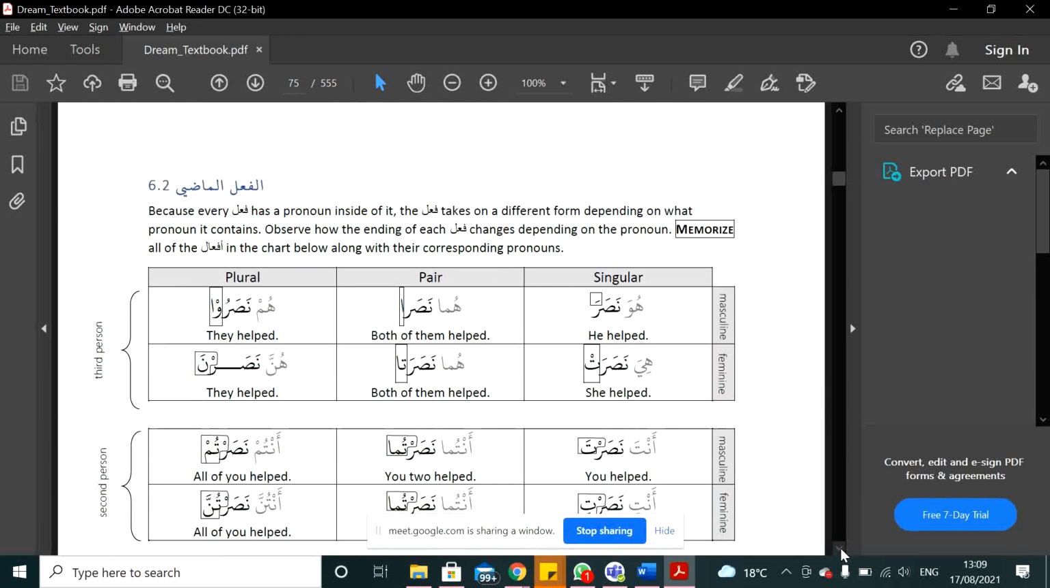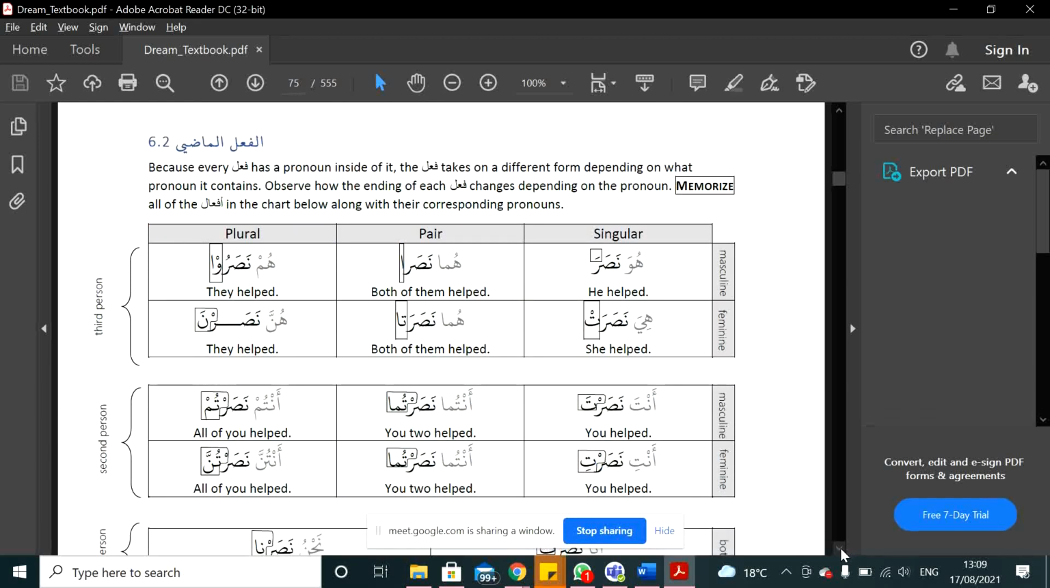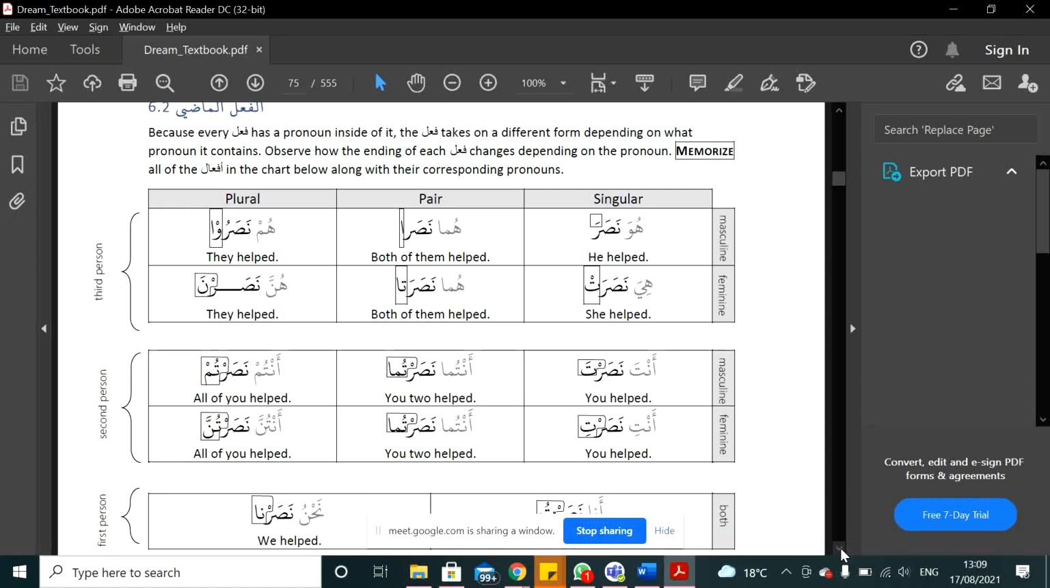So we're talking about the fail al-Maadi now. As I say, that fail has a pronoun inside it. So we have singular, pair and plural forms of a fail and that is the format that explains that this fail is in a Maadi, is in a past tense, and we have each variation of a fail as per the pronouns that we have available. Like for huwa, huma, hum, hiya, huma, hunna, anta, antuma, antum, anti, antuma, antunna, ana, and nahnu.